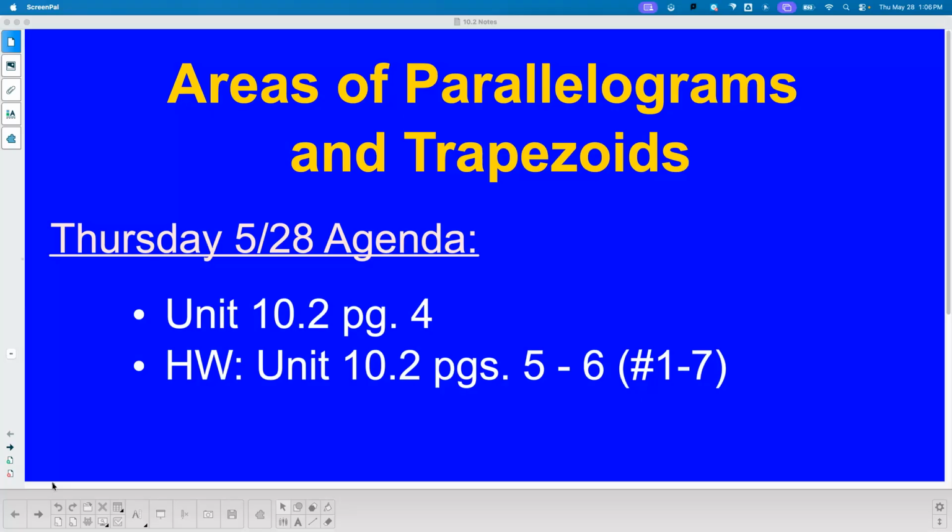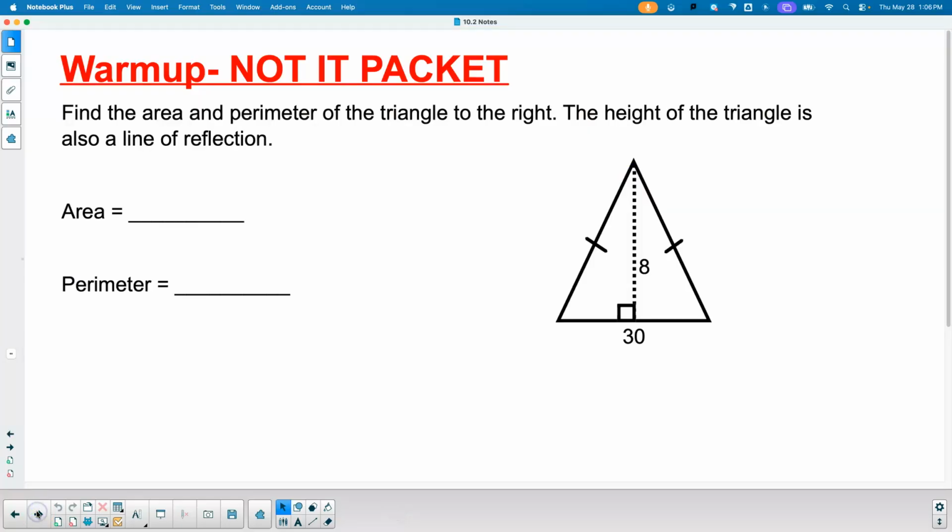So let's jump right into doing the notes, and we're going to kind of follow along with the notes, but for some reason the touchscreen wasn't working on the BenQ. Okay? So we're going to start with a warm-up that's not in your notes. So you can do it either on the front cover or back page. Doesn't matter. I don't care where you do it.